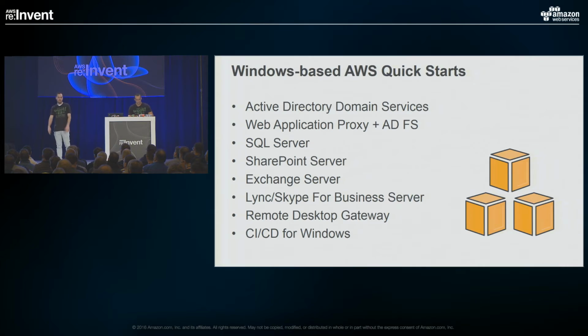Specifically in this particular session, we're going to talk about some of the Windows-based tips and tricks. We have quite a few Windows-based AWS quick starts, from Active Directory Domain Services to SharePoint Server, Remote Desktop Gateway, and Tom will talk a little bit about the CI/CD for Windows later on.